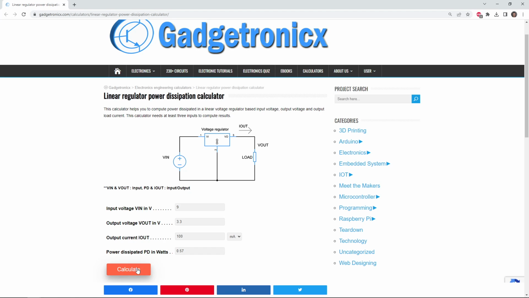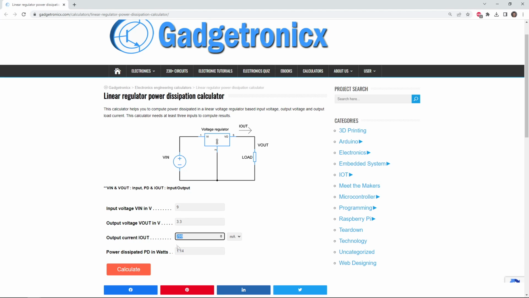We can click on Calculate, and that gives us the power dissipated within the voltage regulator, again due to this series pass element, in watts. And even for only 100 milliamps at 3.3 volts, this linear voltage regulator is generating about 0.6 watts of heat, which is quite significant. We need to find ways of managing to get that away from this part.